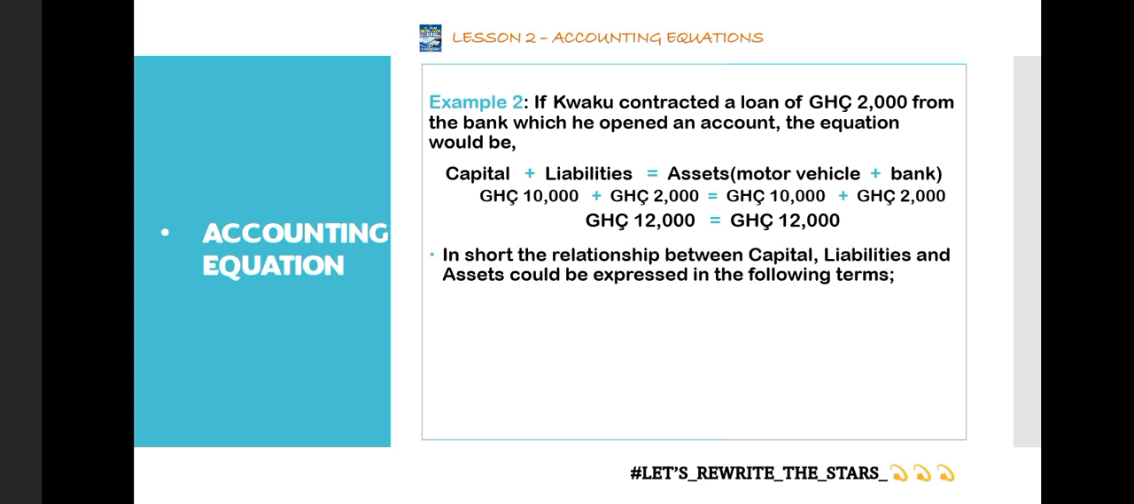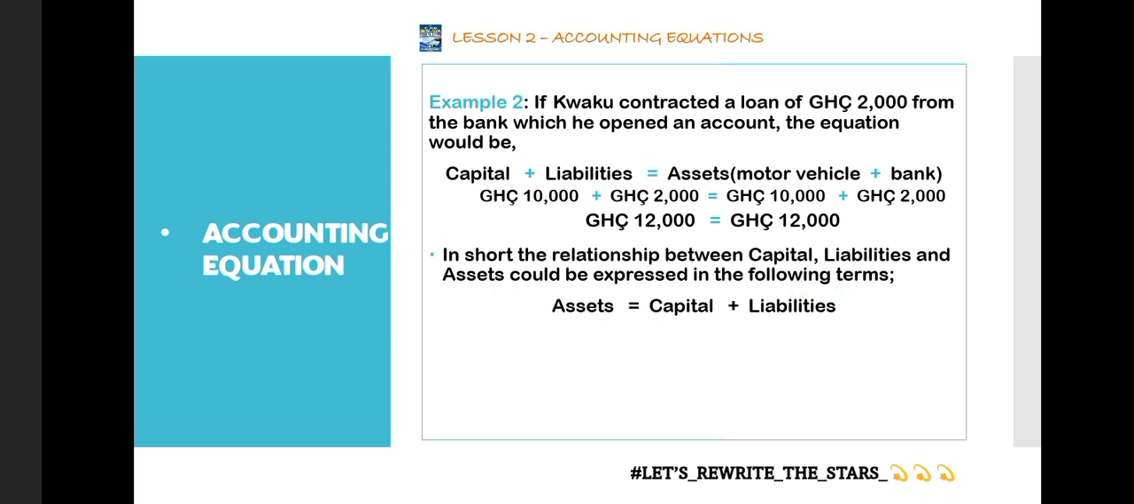So in short, the relationship between capital, liabilities, and assets could be expressed in the following ways. Assets is equal to capital plus liabilities. In other words, the properties of the business is equal to the resources supplied by the owner, and then the resources supplied by the other people.